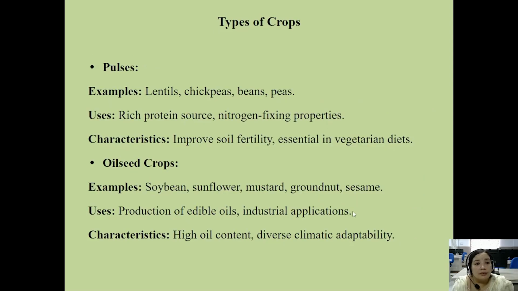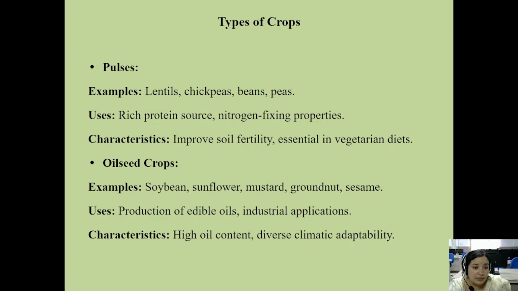Then pulses are there. Examples: lentils, chickpeas, beans and peas. Uses: rich protein source and nitrogen fixing properties. Characteristics: improved soil fertility, essential in vegetarian diets. Lentils, chickpeas, beans, and peas are the examples of pulses and come under the category of types of crops.